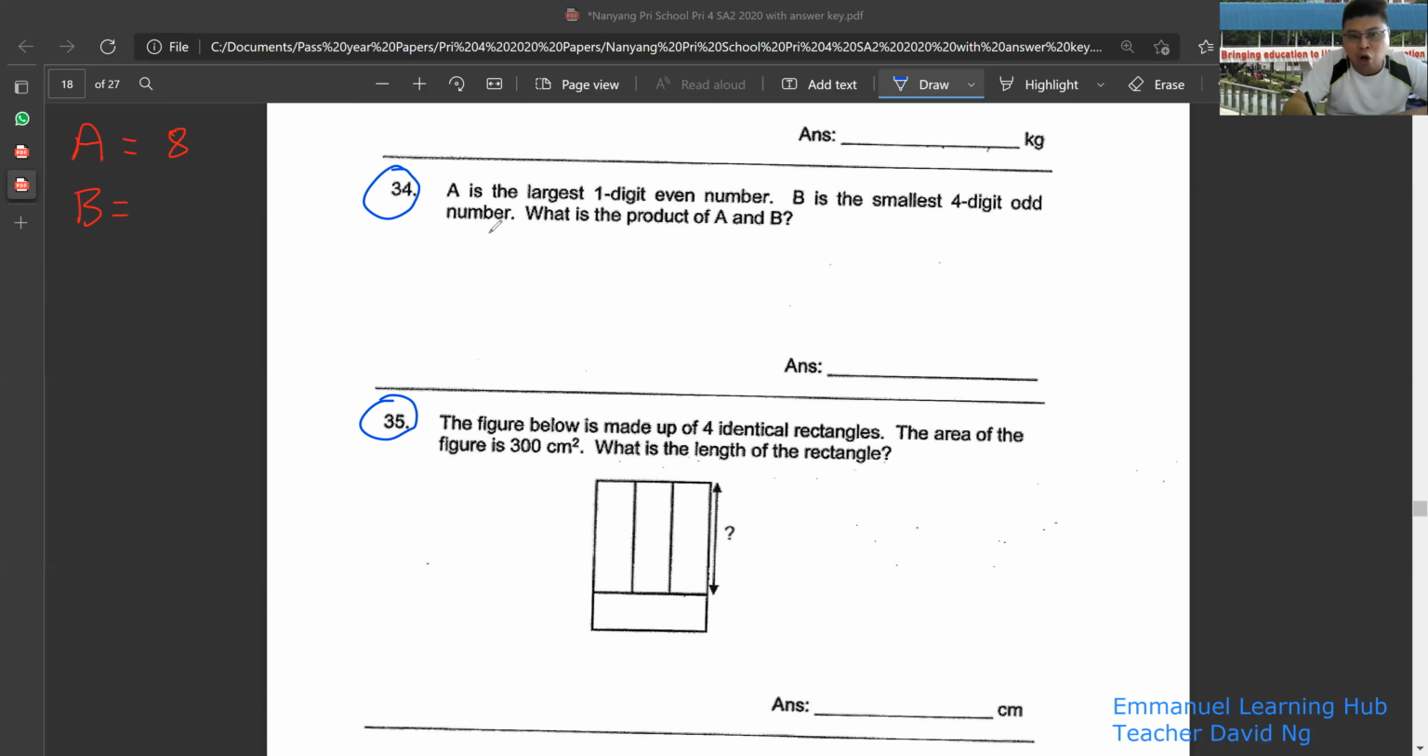What is the smallest 4-digit odd number? Can you tell me? 1001. Yes, very good. What's the product of A and B? You know what is product, right? What's the meaning of product? You know, right? Times. Yes.